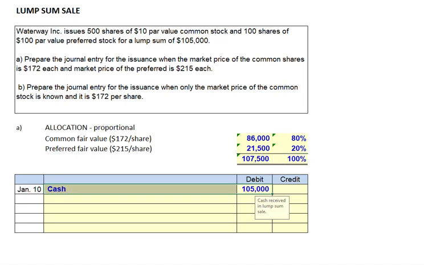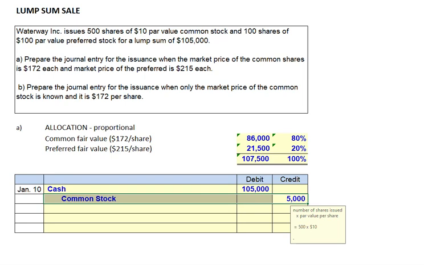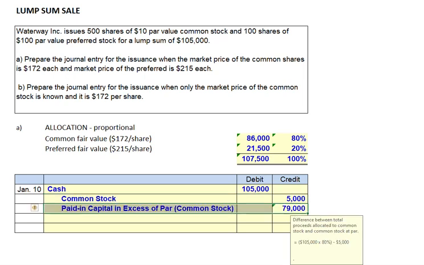Again, we got $105,000 in cash. We're going to record the common stock at its par value, 500 shares at $10 a share. And then the remainder of the 80% of the issue proceeds, or $79,000, will go to capital in excess of par. And that's the 105 times 80% minus 5,000. So in total, 84,000 has been allocated to common stock. And of course, the remaining 23,500 will be allocated to preferred stock.